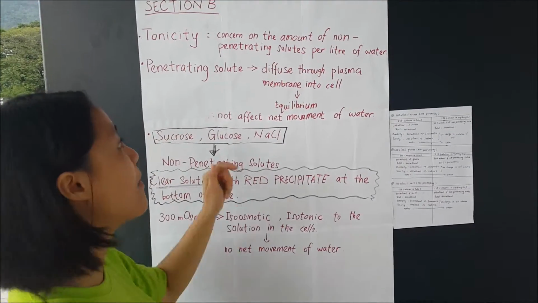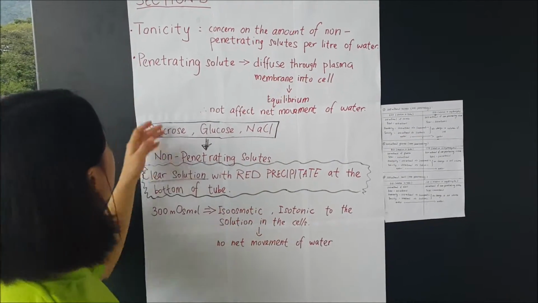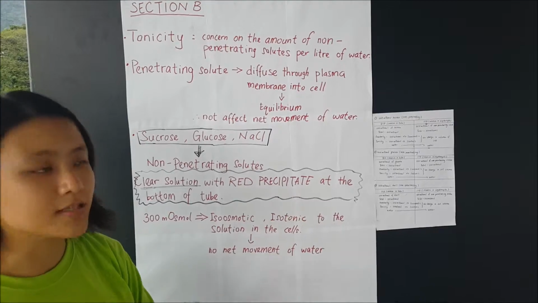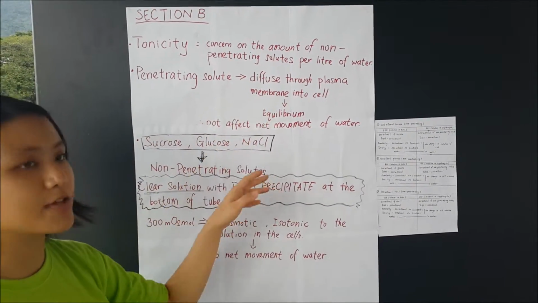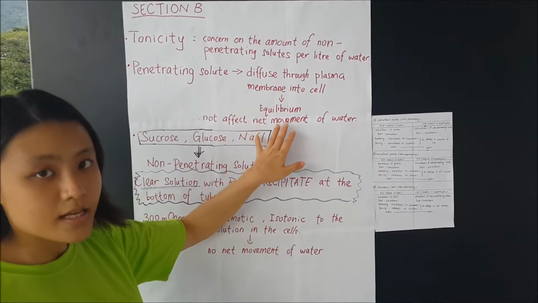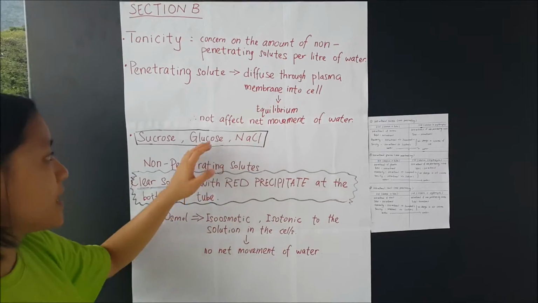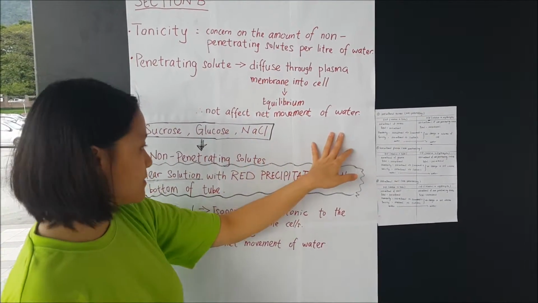Tonicity is only concerned with the amount of non-penetrating solute per liter of water. However, tonicity does not concern the penetrating solute, because penetrating solute can diffuse across the plasma membrane into the cell until equilibrium is achieved, so it does not affect the net movement of water.